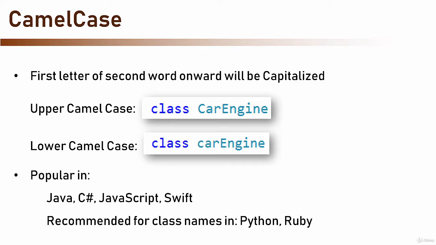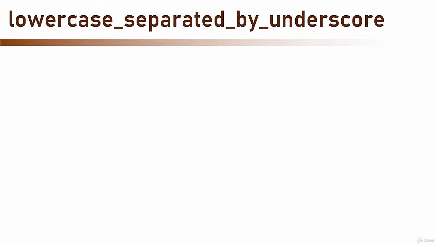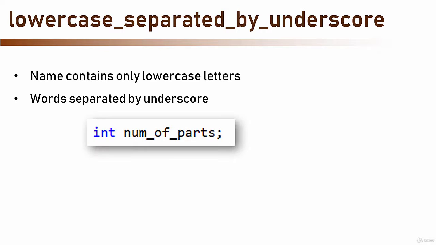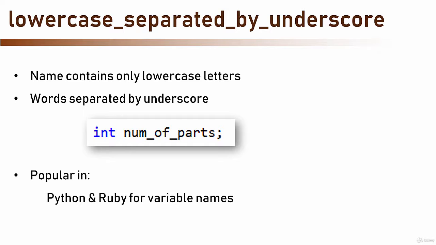Next is the lowercase separated by underscores convention. As its name implies, in this convention, the name contains only lowercase letters and the words are separated by an underscore. For example, a variable named num of parts will look like this. This convention is mainly used in Python and Ruby for naming variables.